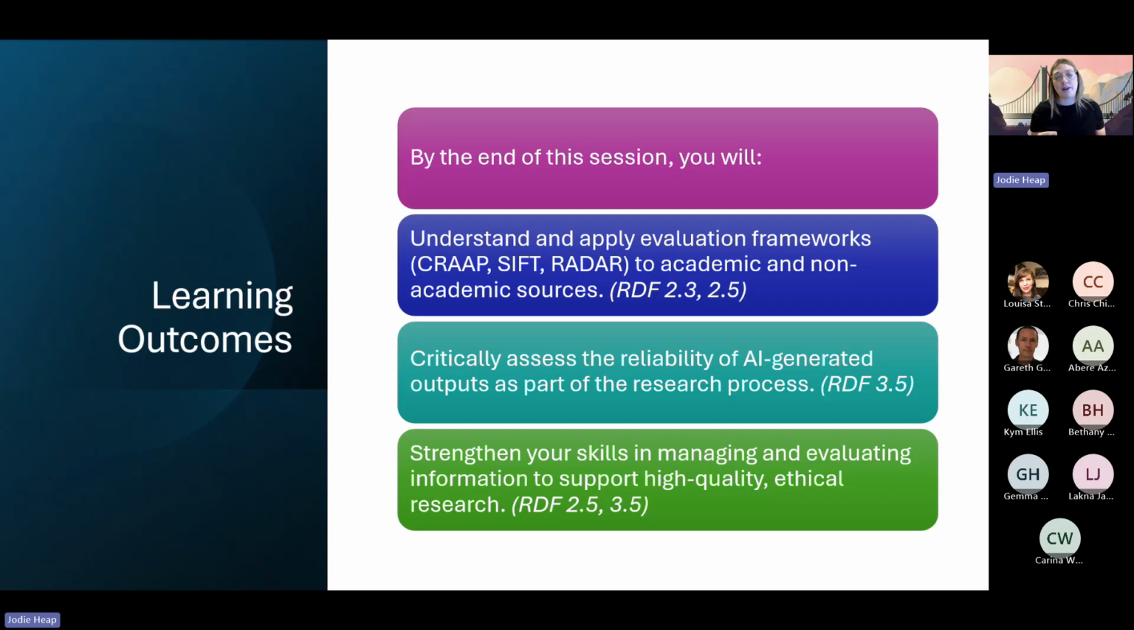And we're going to have to think about as well how to strengthen our skills in managing and evaluating that information in relation to research. So hopefully that sounds good to you.